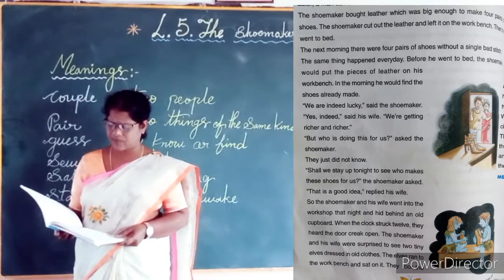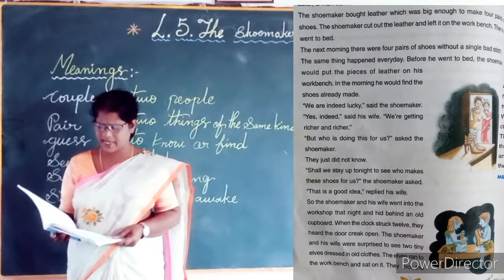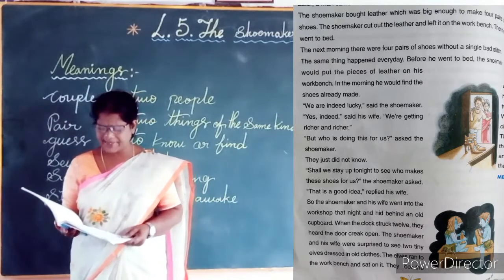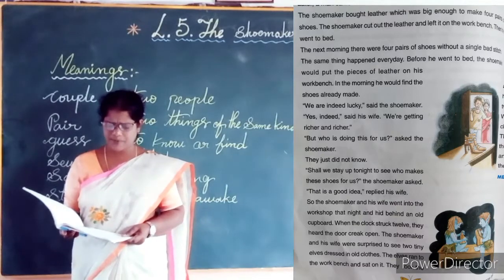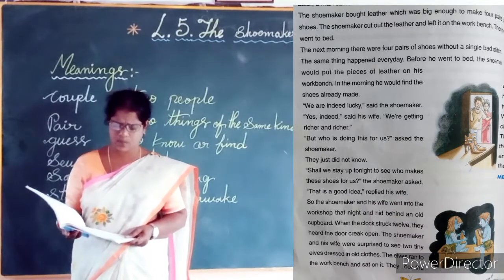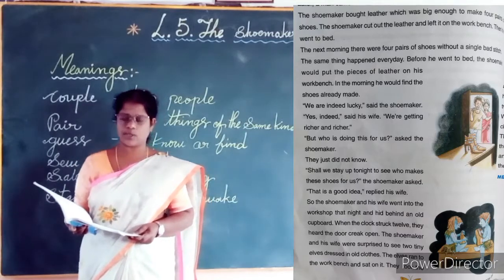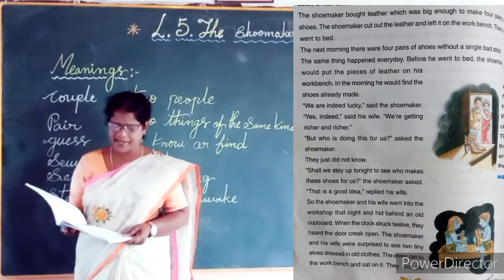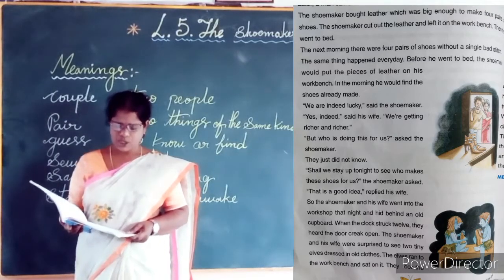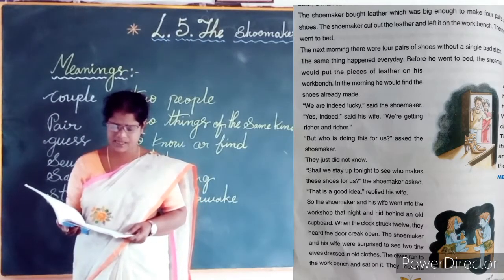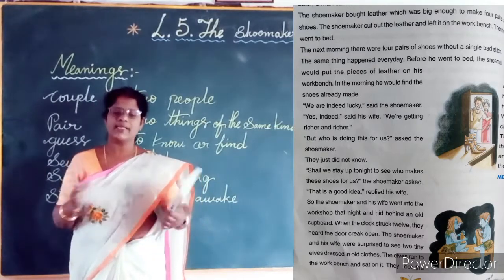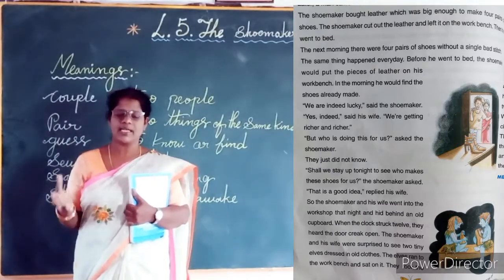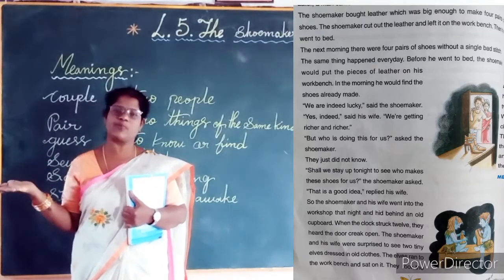The next day morning there were 4 pairs of shoes without a single bad stitch. The same thing happened every day. Before he went to bed, the shoemaker would put the pieces of leather on the workbench. In the morning he would find the shoes already made. We are indeed lucky, said the shoemaker. Yes, indeed, said his wife. We are getting richer and richer. In this manner, the man was thinking we are indeed the luckiest persons.